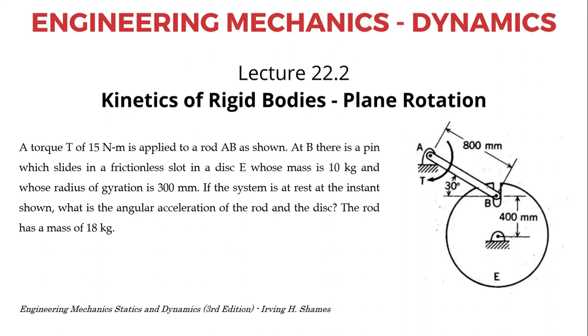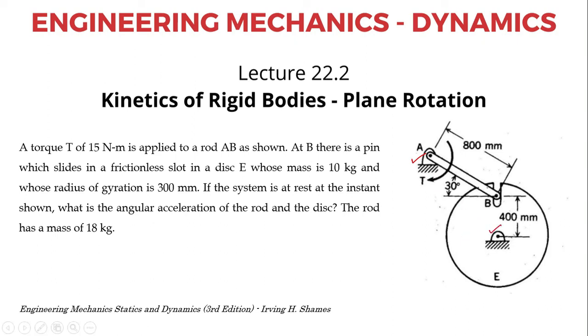Now here you have a rod which has a torque T in the clockwise direction. As such, it will undergo a clockwise rotation, and this rod has a pin in a slot within this disc, which is also pinned to a point here. So this disc also undergoes anti-clockwise motion. Now the question is to find the angular acceleration of both the rod as well as that of the disc.